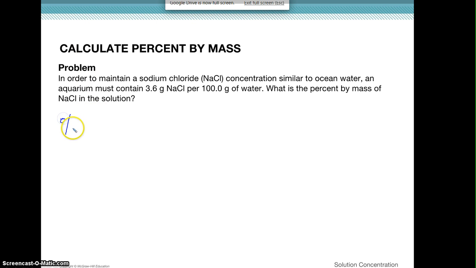So to find our percent by mass, we're going to take the mass of the solute, which in this case is NaCl, so 3.6 grams of NaCl, and we want to divide by the mass of the solution, and we're talking the whole solution together, which is the solute plus the solvent. So our total mass is 103.6 grams. So you can see our grams cancel, times 100, and that's going to give us 3.5% NaCl by mass. Okay?